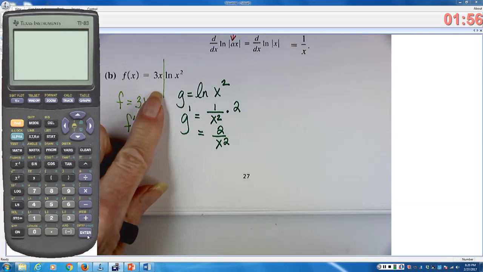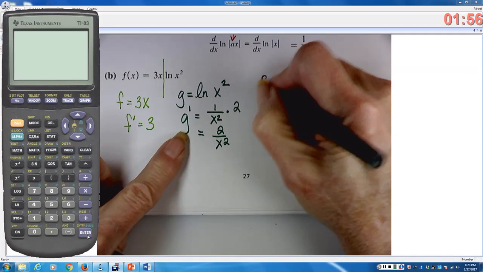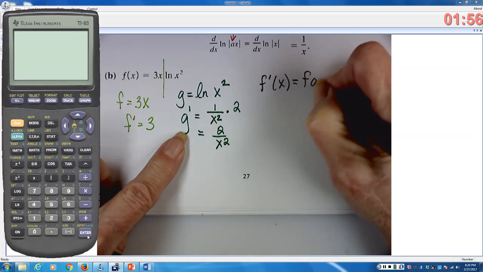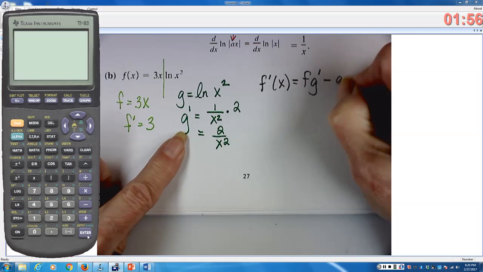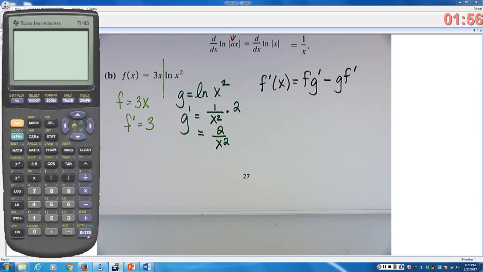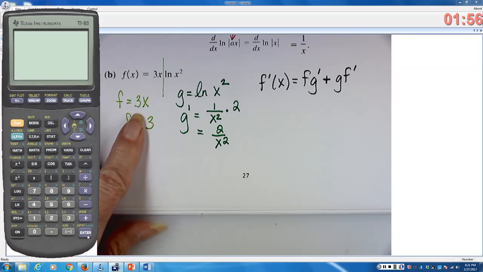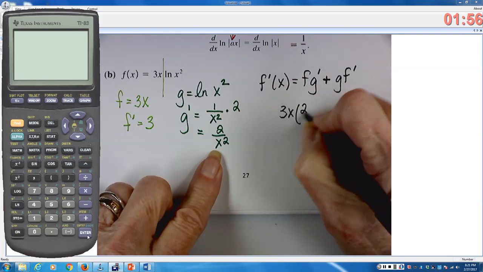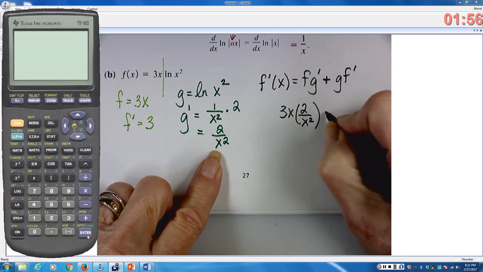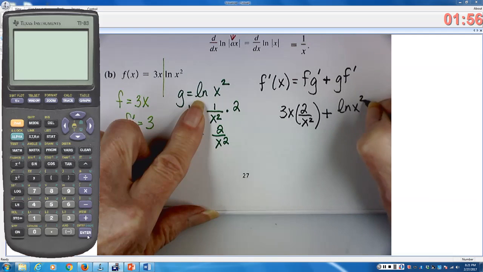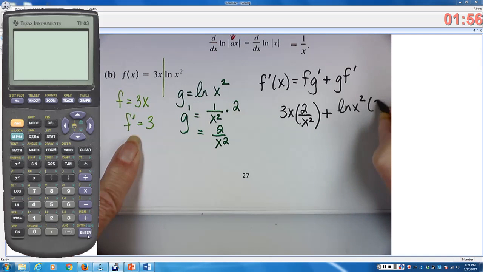So that when I do the product, you need to remember that it's f g prime plus g f prime. They trade derivatives. I'm sorry, it's not minus, it's plus. Minus is for quotients. So f, 3x, g prime, 2 over x squared, plus g, natural log of x squared, times f prime, which is 3.